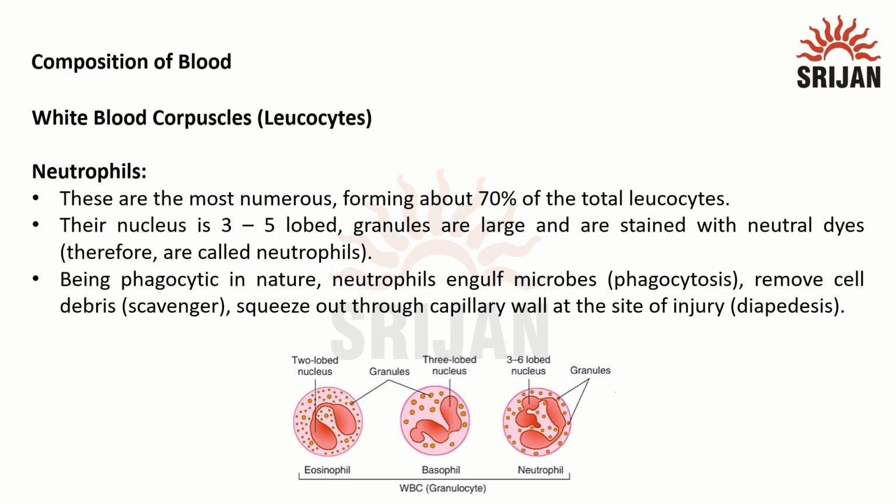Next is neutrophil. These are the most numerous, forming 70% of the total leukocytes. Their nucleus is 3 to 5 lobed. Granules are large and are stained with neutral dyes, hence the name neutrophil. They are phagocytic in nature, that means they go and engulf the pathogen. So it's a cell eating process. They engulf and kill the pathogens inside their body. They undergo phagocytosis and remove cell debris, so they are scavengers. They can squeeze out through the capillary wall. The process is known as diapedesis.